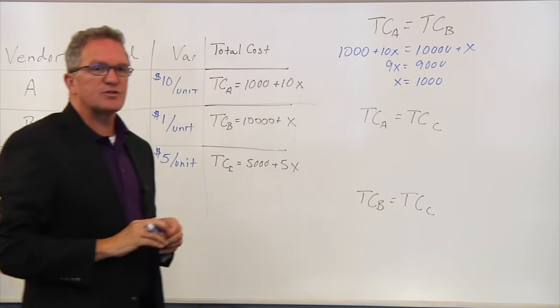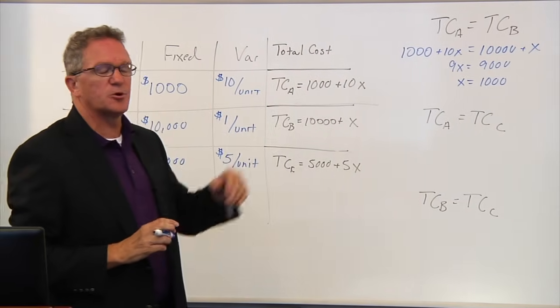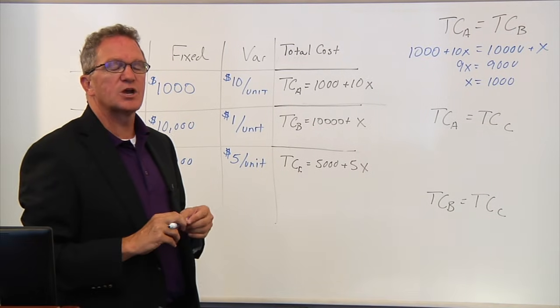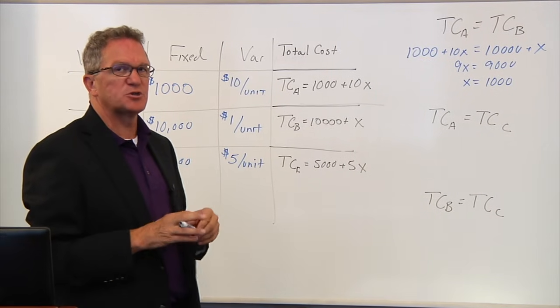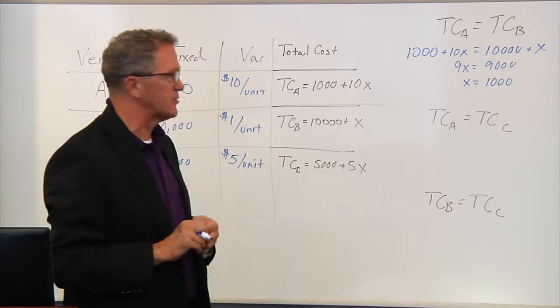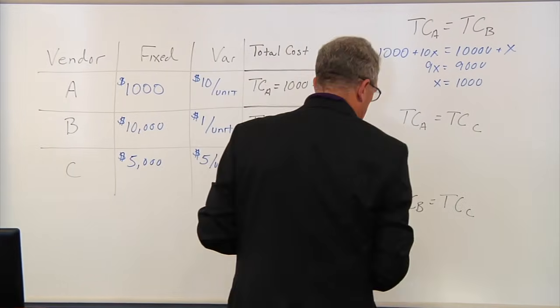At 1,000 units, the total cost for A equals the total cost of B. We don't care which decision we make. If we expect to purchase 1,000 units, we can go with either of these vendors. Come down here and calculate A and C.